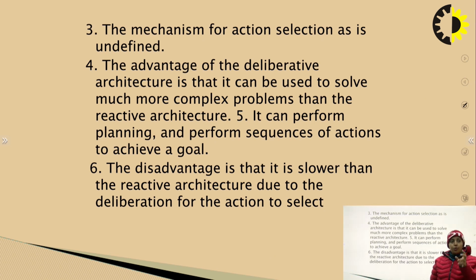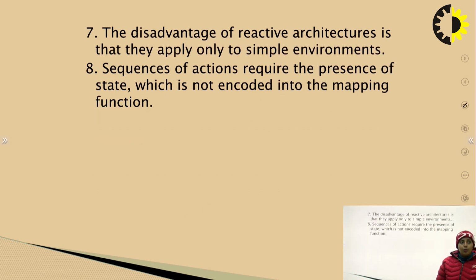As it is used for complex problems, it can perform planning. There can be a sequence of actions that helps to achieve a goal in an efficient manner, right? It has some disadvantages too. The first disadvantage, when comparing reactive and deliberative architecture, is that it is slightly slower than the reactive architecture. Why is it slower? Because of its deliberation in selecting the action. That's why it is slow. Another disadvantage is that it can apply only to a complex environment, not a simple environment, right? And the sequence of actions requires the presence of state which is not encoded into the map function.